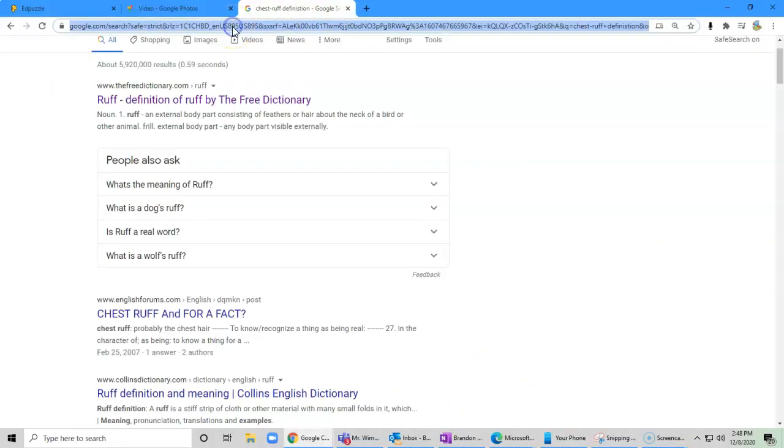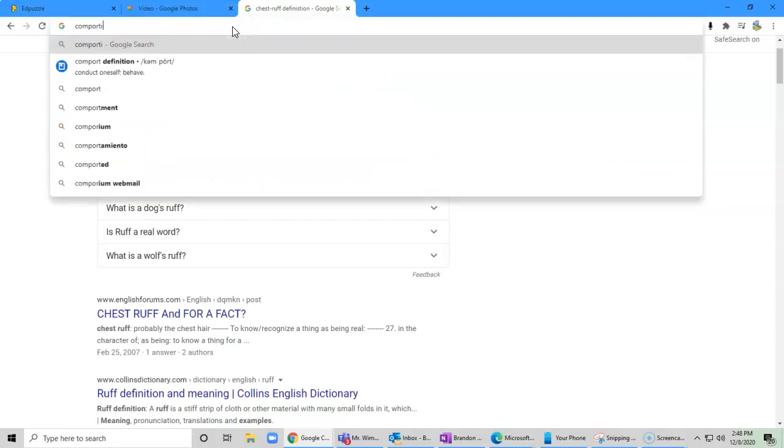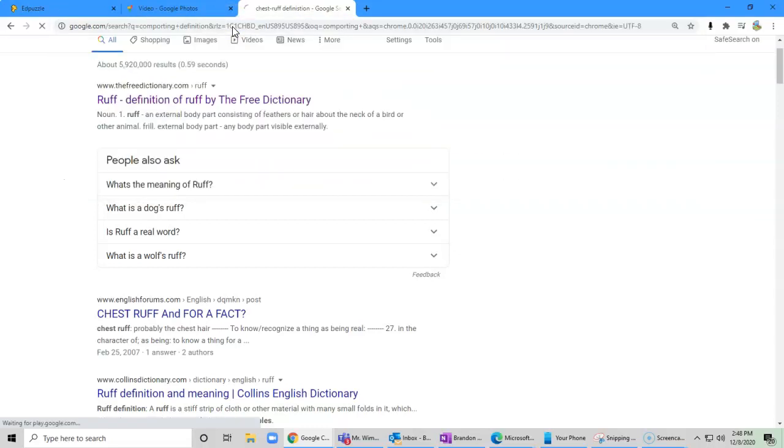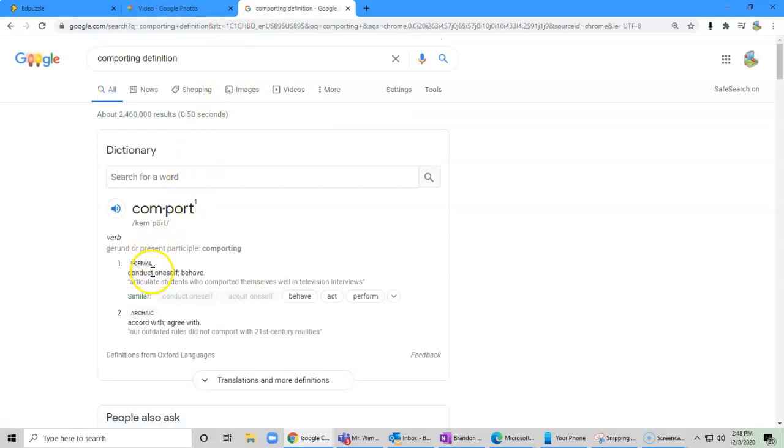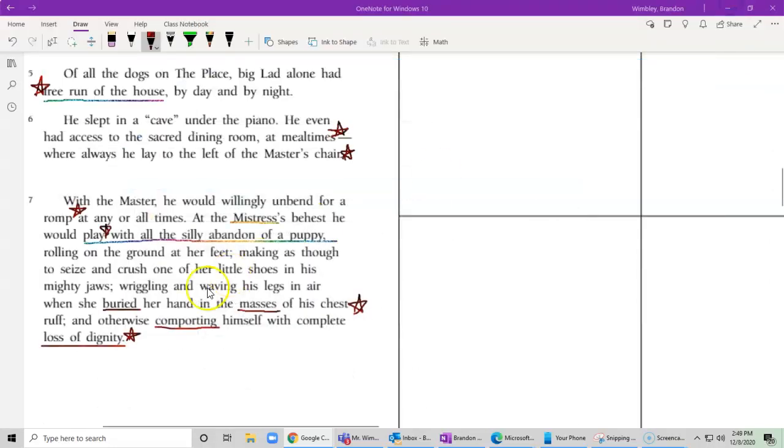So let's go and we type in comporting and we type definition and then we see what it pulls up. And it says behave. So he doesn't care how he behaves. Otherwise, behaving himself with a complete loss of dignity. Otherwise, not caring how he behaves because he's having so much fun with the master and the mistress.